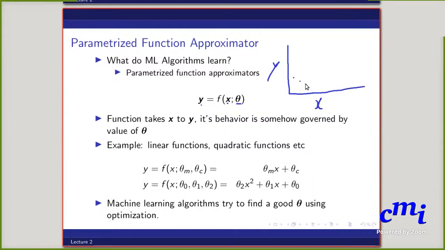So maybe you have some points like this, right? And so on.